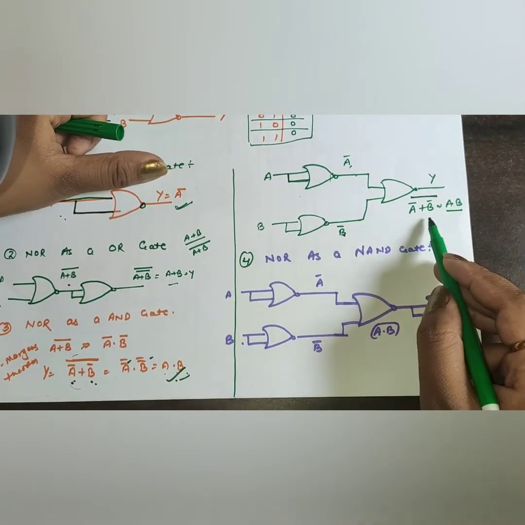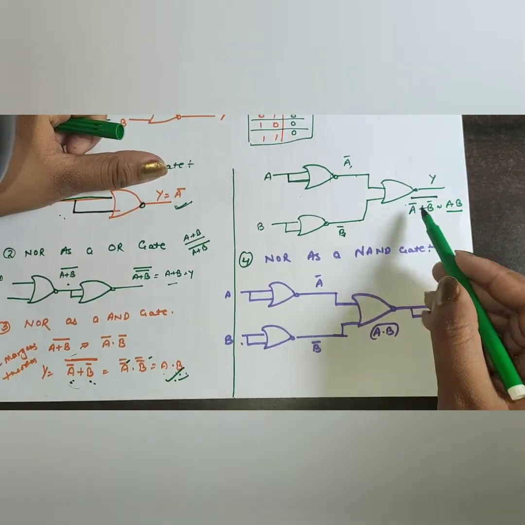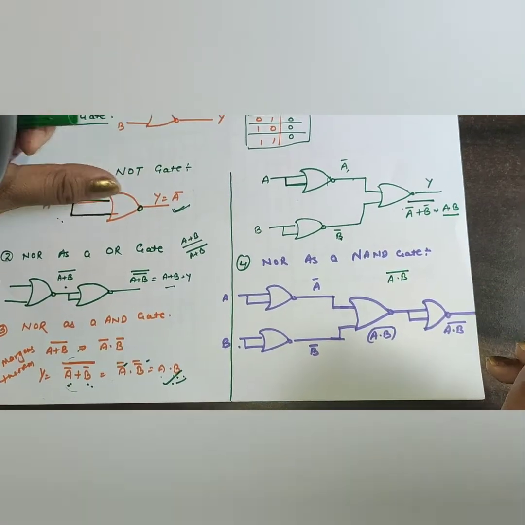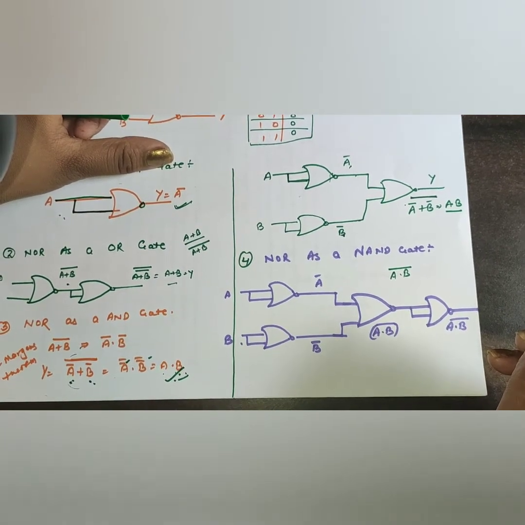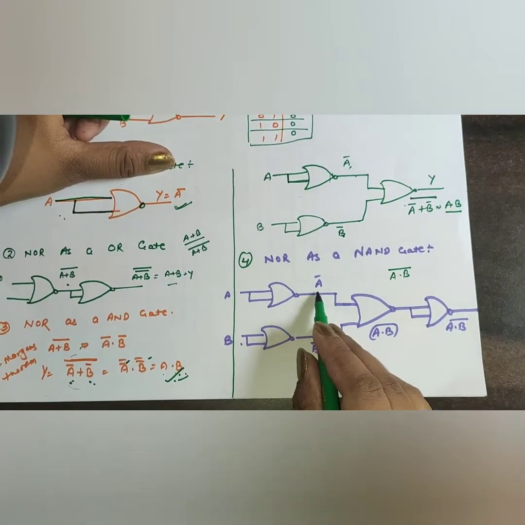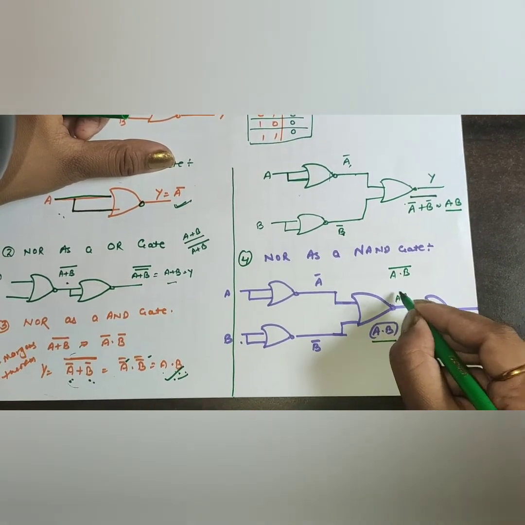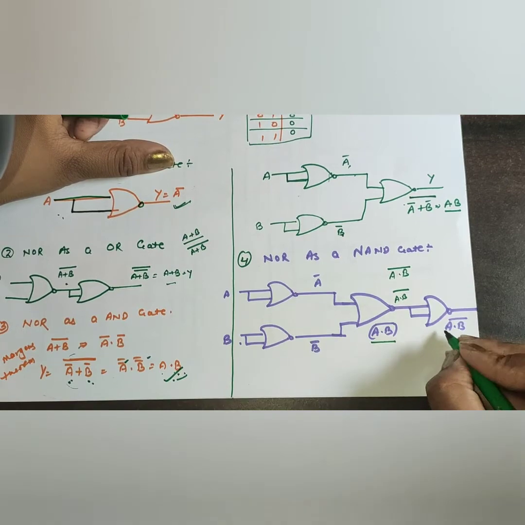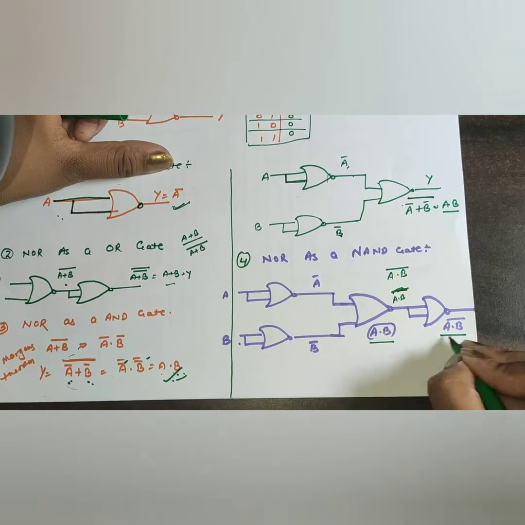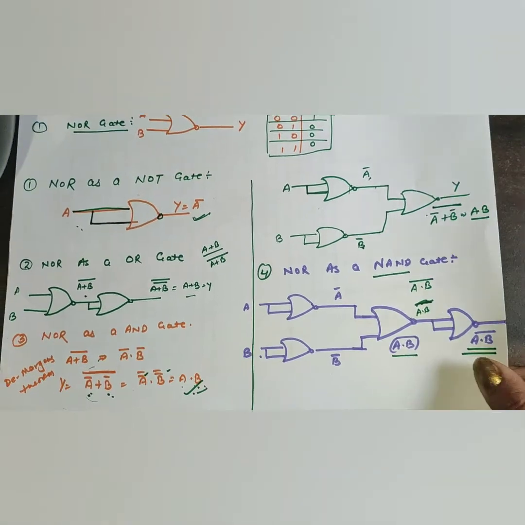Now if you want to make the NOR gate a NAND gate, this is the AND gate, and the NAND gate is A dot B whole bar. So A dot B whole bar can be obtained by adding an inverter to this circuit. One inverter is given after the AND output, and this will be the NAND gate. So the NOR gate can be used as a NAND gate.